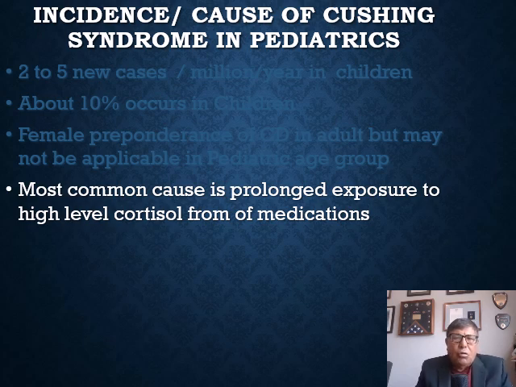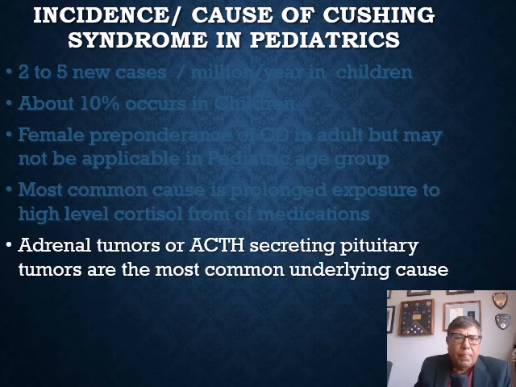The most common cause is prolonged exposure to glucocorticoid from outside, and this is usually given in the form of medication when the patient is treated for, say, bad nephrotic syndrome or very bad asthma and other autoimmune disease. So prolonged exposure will give the cushingoid features. And that's actually more common in the pediatric age group.